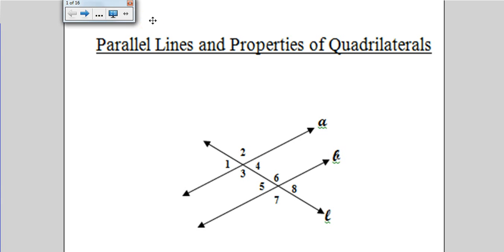Okay, this lesson covers concepts involving parallel lines and properties of quadrilaterals. So another concept that you saw a lot of in geometry class, but it does come back on the ACT. This is a picture that you've seen a lot of in geometry class, a set of parallel lines cut by a transversal, and they label the different angles. And it was up to you to know the relationships between those angles and the names of those relationships.